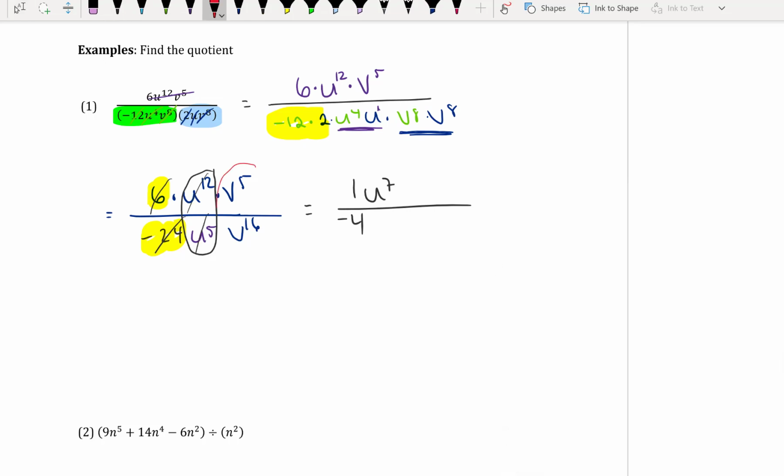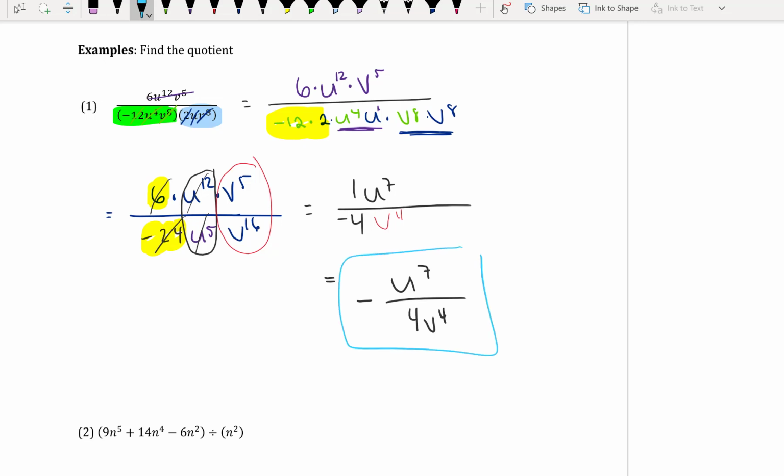Now I'm going to be dealing with my v's here. v to the 16 is bigger than v to the 5, so it's going to stay in my denominator. 16 minus 5 is going to give me 11. So really my answer is u to the 7th over 4v to the 11. The negative can either be on top, on the bottom, or to the side. It does not matter. So that ends up becoming my quotient. Okay, I have divided this expression.